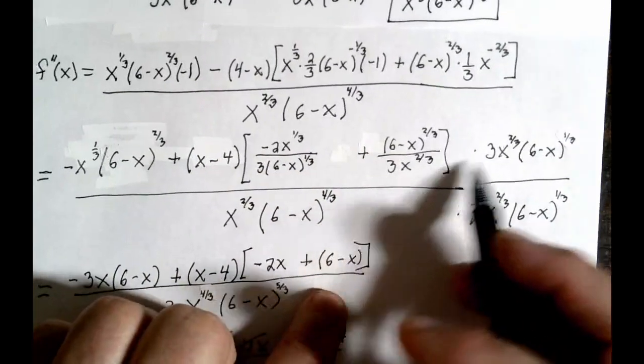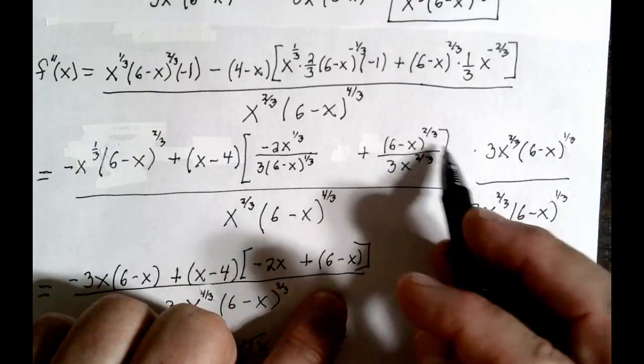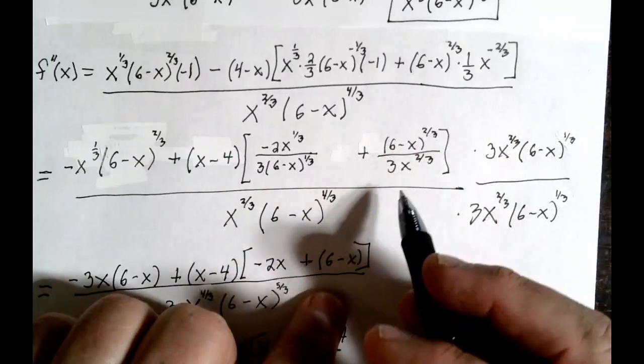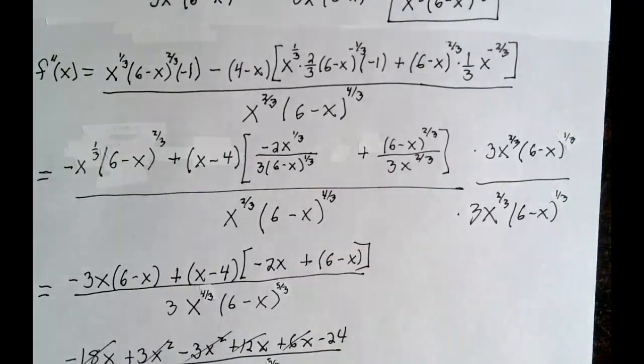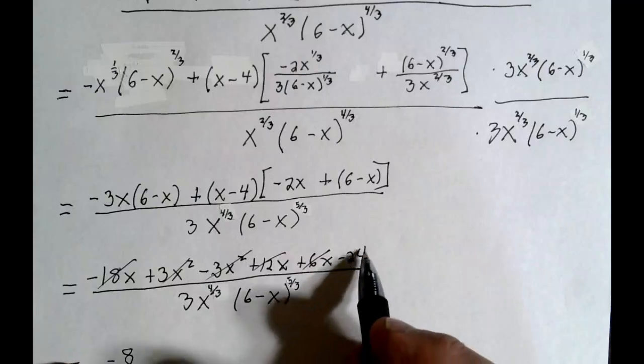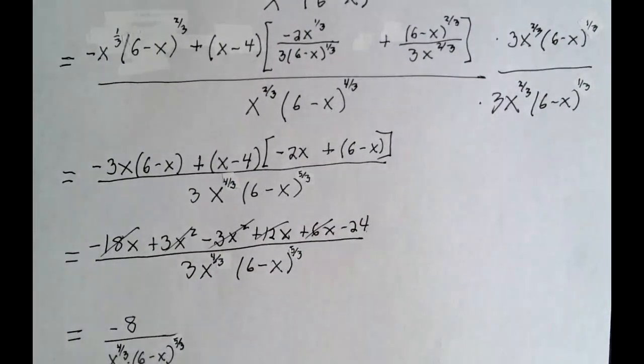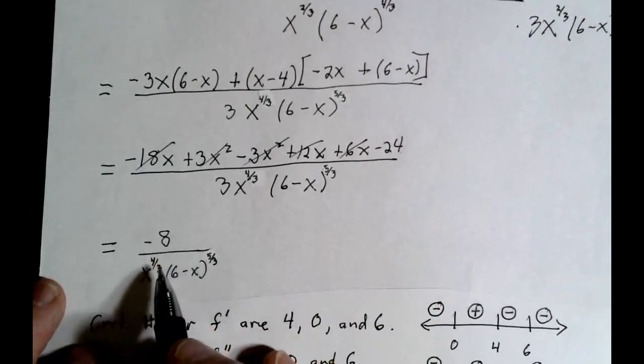Now here, your 3 and your x to the 2/3 go away, so you just have this 6 minus x times this 6 minus x, and that exponent is going to become 3/3, or 1. And now you just expand everything out, and a lot of stuff cancels, and at the very end, when you have -24 on the top, it cancels with the 3 on the bottom and becomes -8.